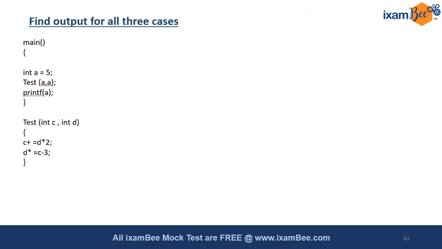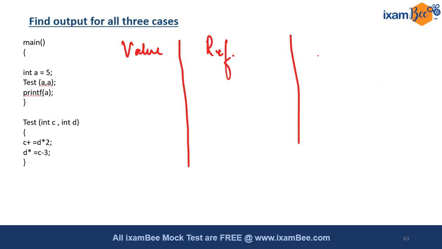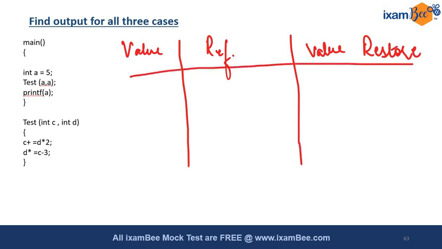Here we have one question where we are going to discuss the output for all three cases: call by value, call by reference, and call by value restore. So now we have to understand these three things in detail.